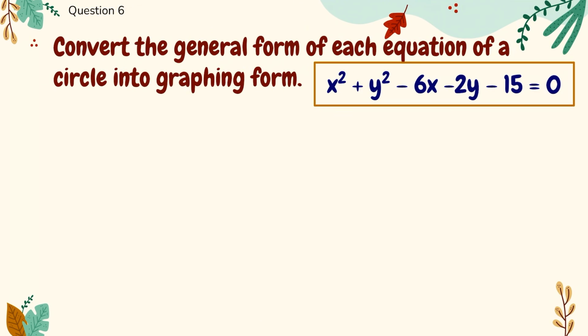All right, so here's part 2. Part 2 is just to turn general form into graphing form. So we have x² + y² - 6x - 2y - 15 = 0. So in this, our first step is just to make sure all our constants are on the right side, and notice that this constant isn't. So to move it, I'm going to add 15 on both sides.